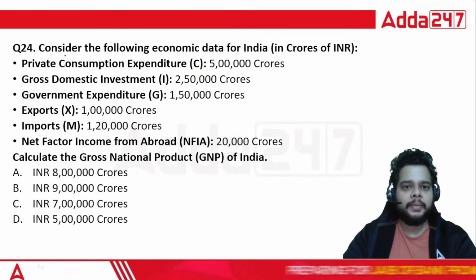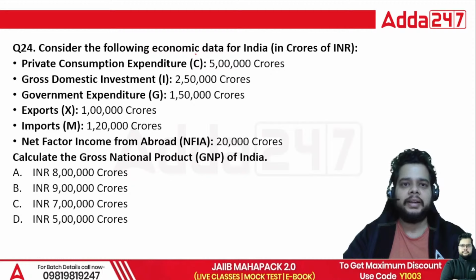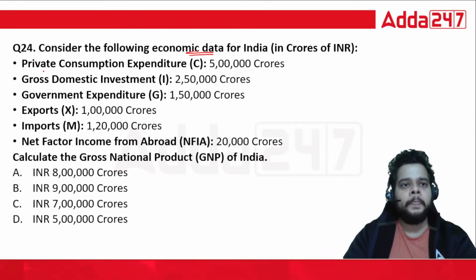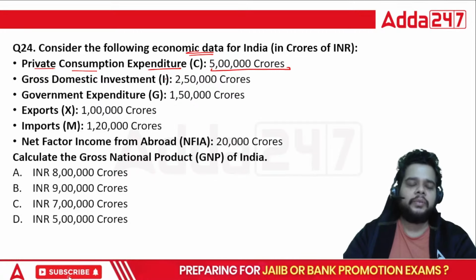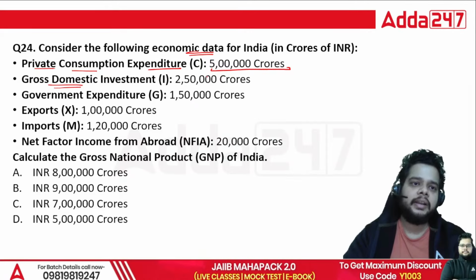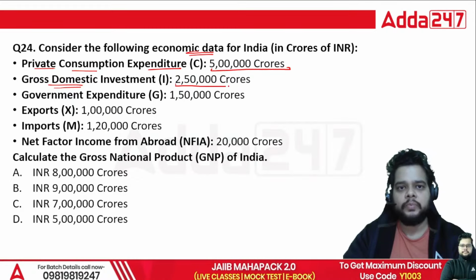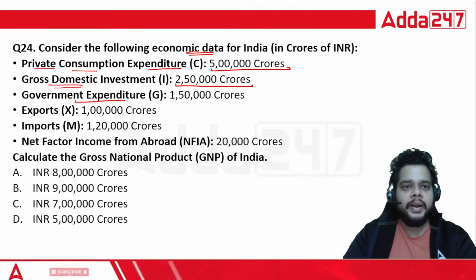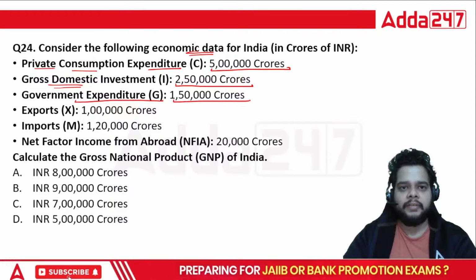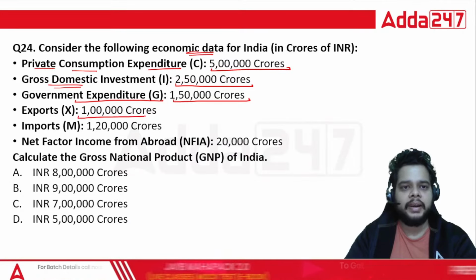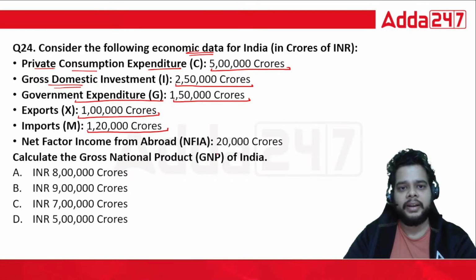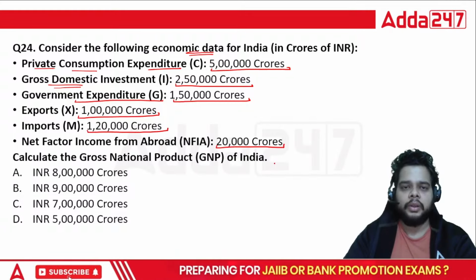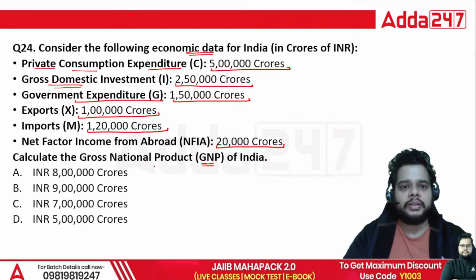Next, we have a formula-based question. Consider the following economic data for India. Private consumption expenditure, that is C, is given as 5 lakh crore. The GDI, gross domestic investment, is 2.5 lakh crore. Government expenditure G is 1.5 lakh crore, exports 1 lakh crore, imports 1.2 lakh crore. Along with that, net factor income from abroad is 20,000 crore. So we have to find the GNP, gross national product.